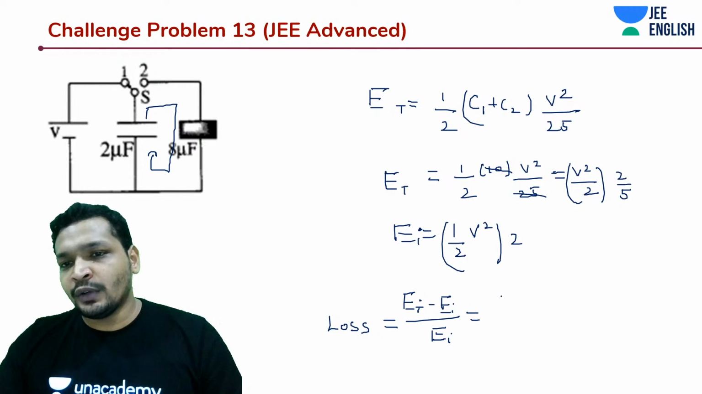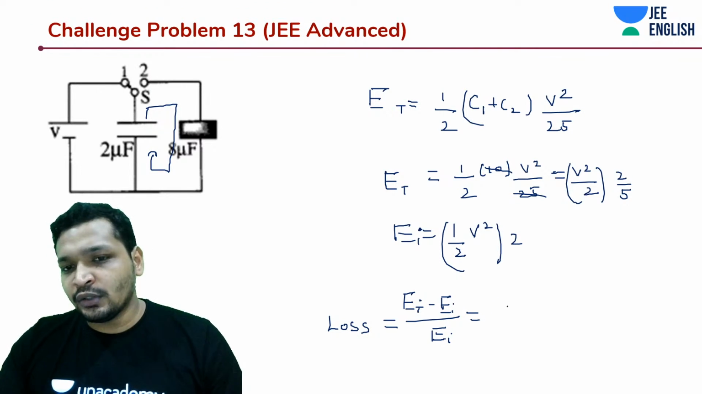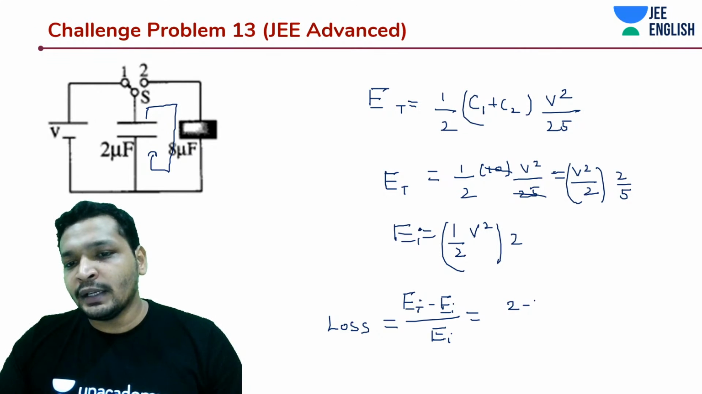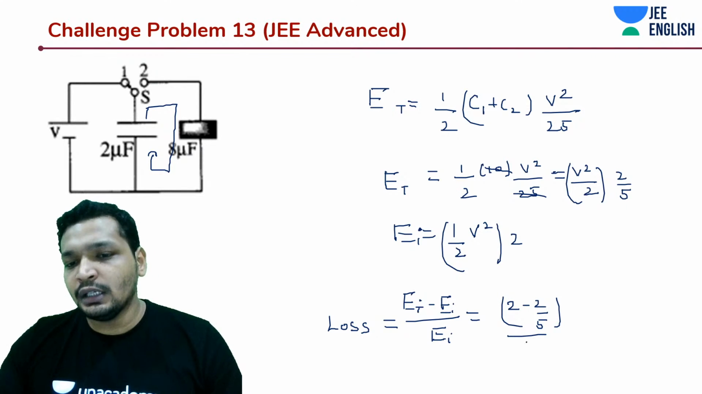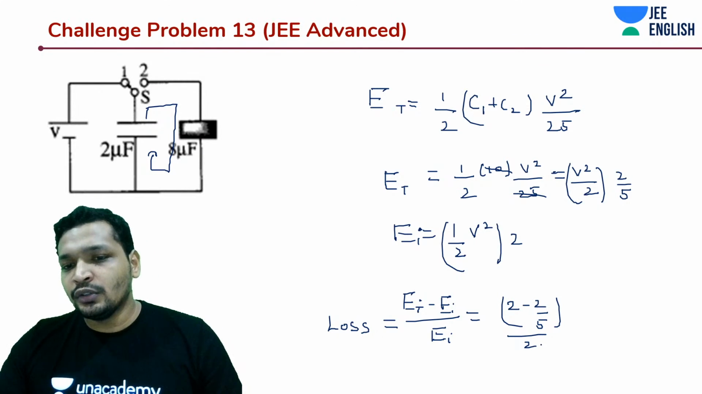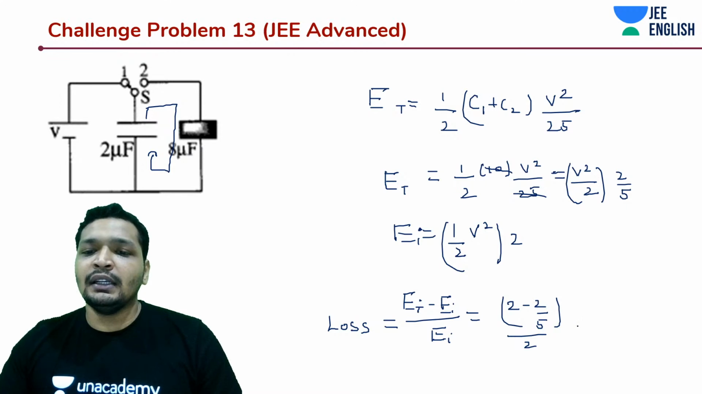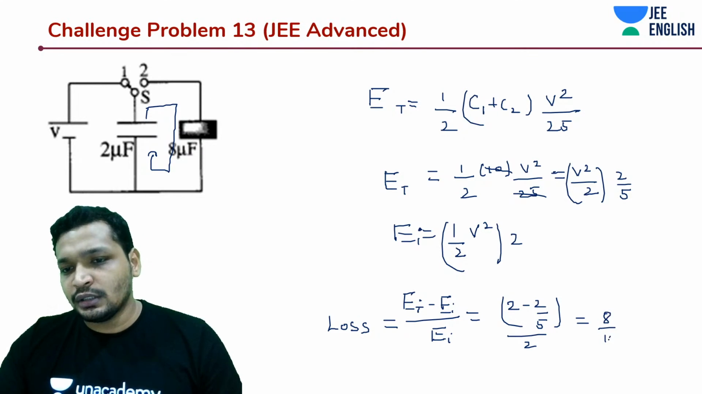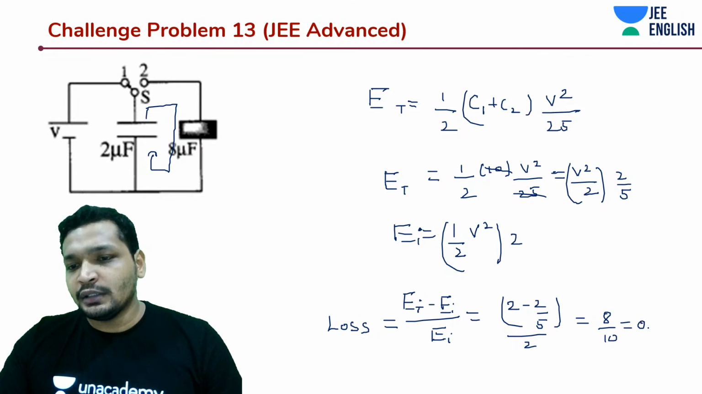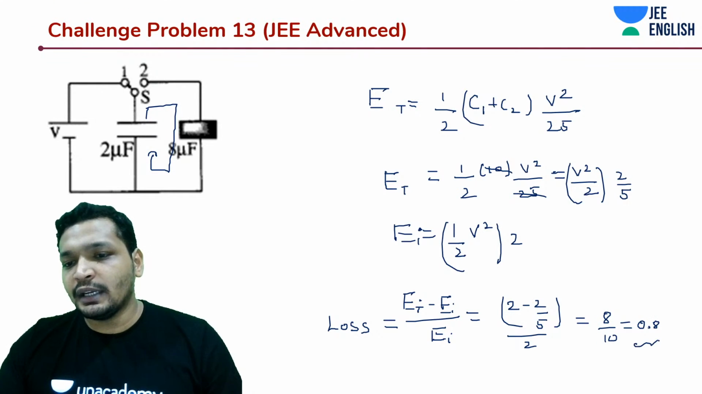Okay, how much is that? Just take out V square by 2 as common. They will get cancelled out. That is going to be 2 minus 2 by 5. So you have to do percentage if you get 0.8 or something like that, and this is going to be 2. Okay, how much is that? 8 by 10. Is that what it is? Yes, that is what it is. That is 0.8, 80%. This is nothing but 80%.